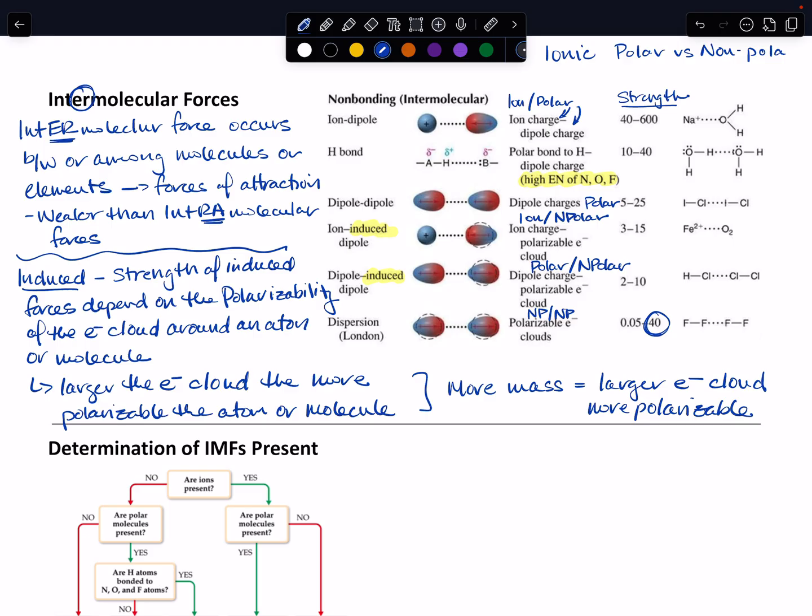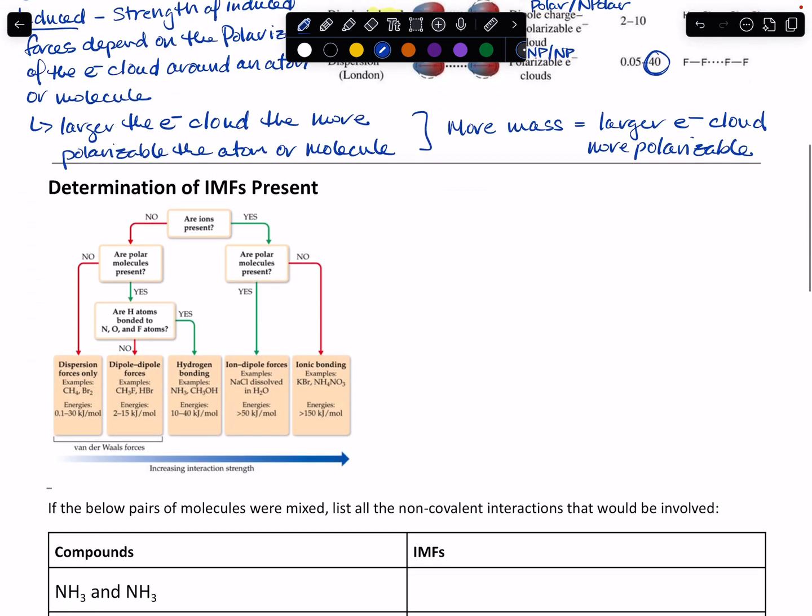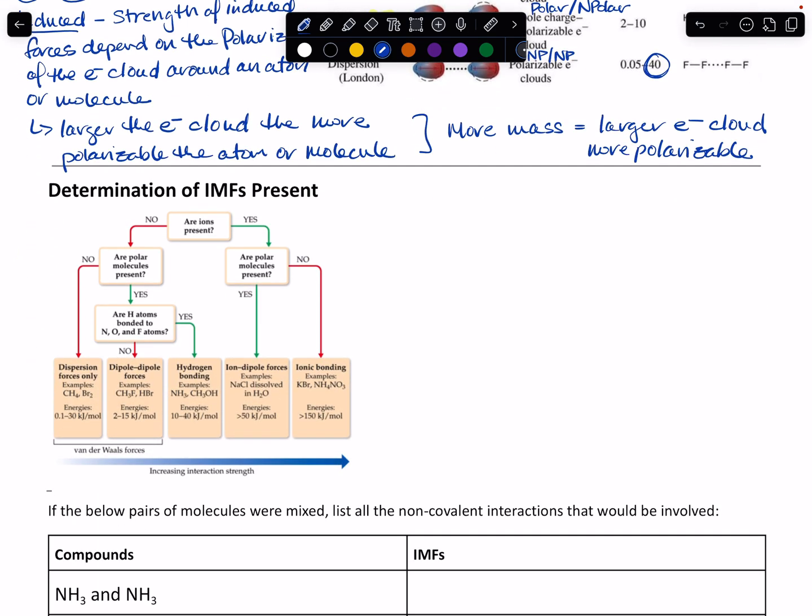Again, you need to recognize these 6 different options for intermolecular forces, and you need to be able to look at the molecules that you have and decide which one is present. So that is what this next table is for. This is the flow chart that I use.